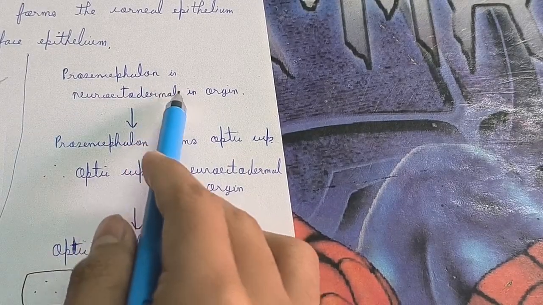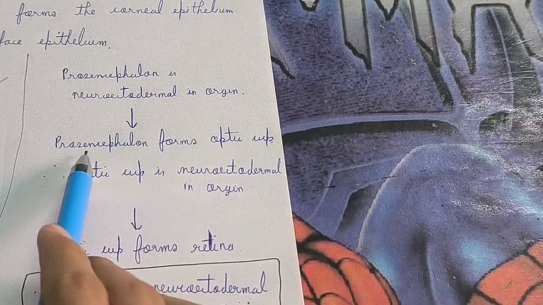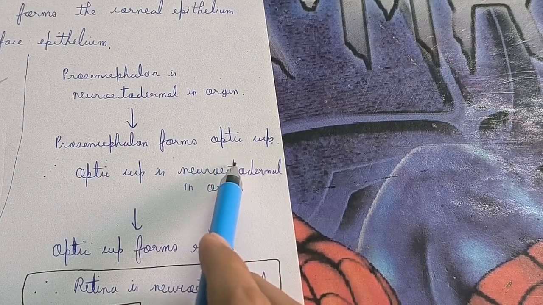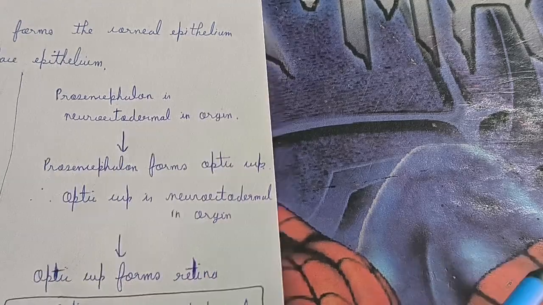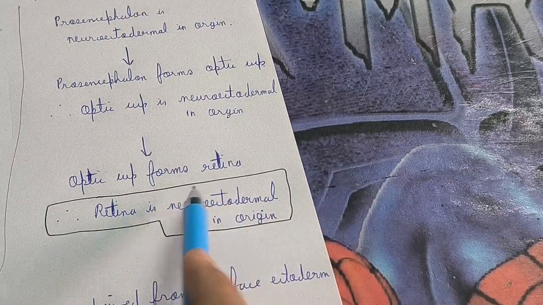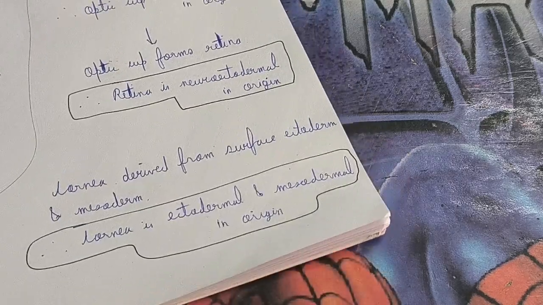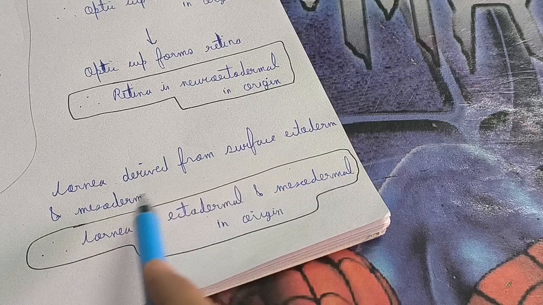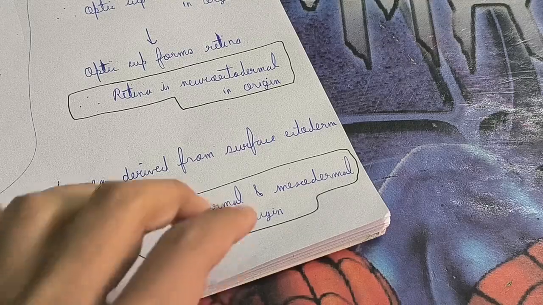Here the prosencephalon is neuroectodermal in origin, as already discussed. The prosencephalon forms the optic cup, and therefore the optic cup is also neuroectodermal in origin, and this optic cup forms the retina. So the retina is also neuroectodermal in origin. The cornea is derived from surface ectoderm and mesoderm. Therefore the cornea is ectodermal and mesodermal in origin.